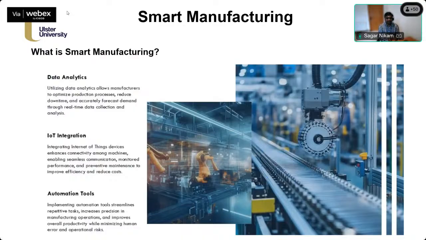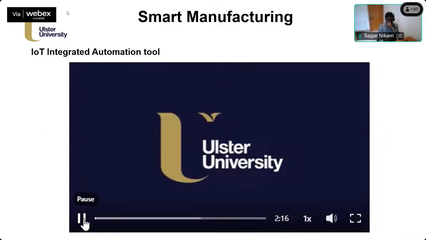The third pillar is the automation tool. Automation tools are not a new thing. They have been used for many ages. For example, we have CNC machines. A CNC machine is itself an automated machine, or like we call them, robots. Obviously there are different advancements in those technologies, but automation tools have been running for decades, where automation helps the manufacturer implement the other pillars, that is data analytics and IoT integration. So this is all about smart manufacturing.